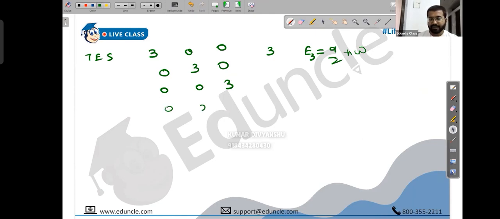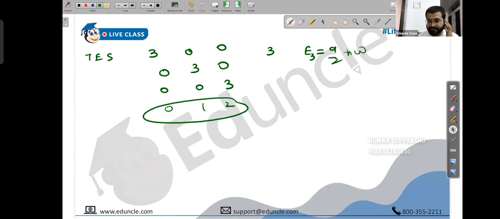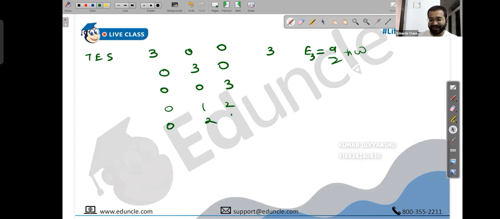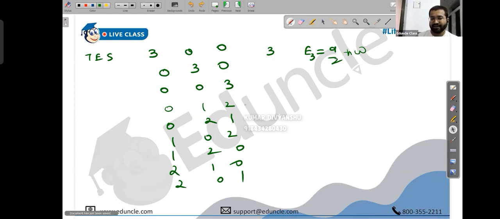But 0 1 2. 1 and 2 can give me 3. How many degeneracy does this have? 6. Yesterday only I taught you this. When all are different, there are 6 possibilities. So 0 1 2, 0 2 1, then 1 0 2, 1 2 0, 2 1 0, and 2 0 1. Keep 0 fixed and shuffle 1 and 2; similarly, keep 1 fixed and shuffle 0 and 2; and keep 2 fixed and shuffle 0 and 1. So this gives 6.